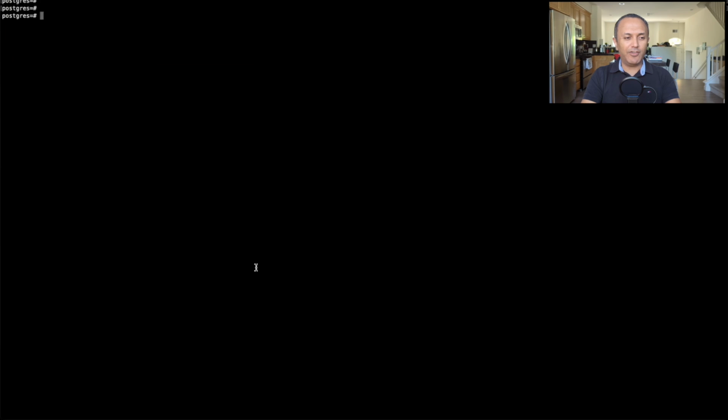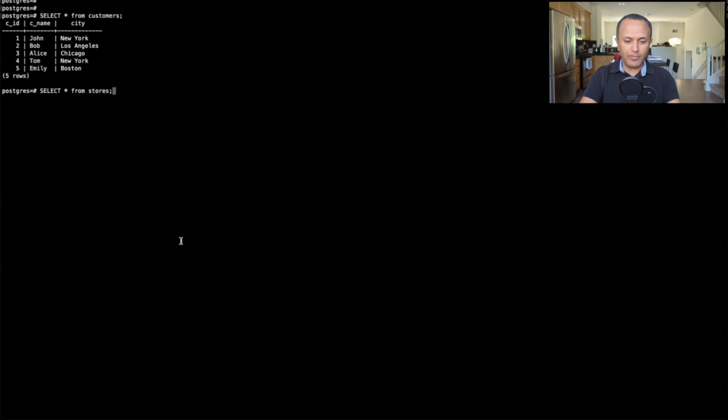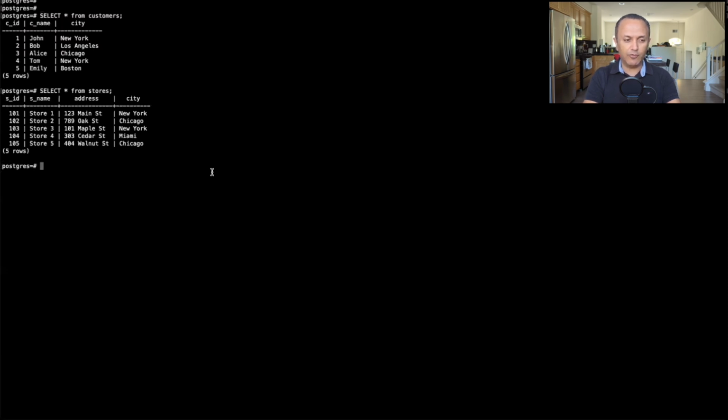All right, let's see together how this looks in Postgres. So let's first look at the tables that we have. This is the customers table, and this is the stores table. So, the exact same tables that we were just talking about in the slides. First, we're going to try out the inner join, which we've seen before.